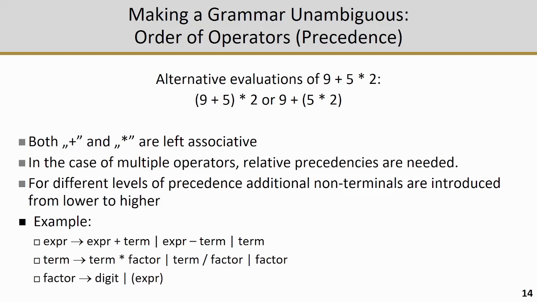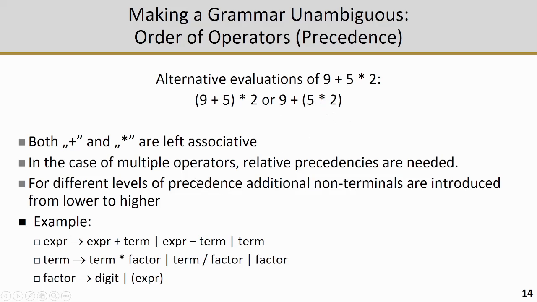syntax tree. So for example, if we have 9 plus 5 multiplied by 2, then this 5 multiplied by 2 should be at the lower part of the tree, and certainly the 9 plus 5 multiplied by 2 is not as described here, where the addition is executed first, but it is to be evaluated as represented here, where the 5 multiplied by 2 is executed first.